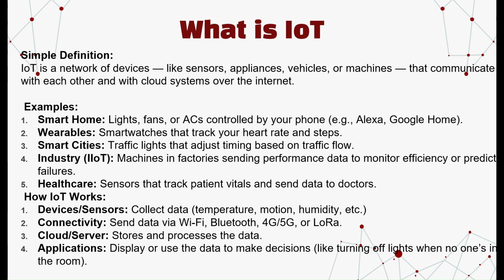So, what is IoT? IoT is a network of devices like sensors, appliances, vehicles, or machines that communicate with each other and with cloud systems over the internet. Examples like smart home, lights, fans, or ACs controlled by our phone. Wearables, smart watches that track your heart rate and steps. Smart cities. In smart cities, we can control traffic lights, street lights, and adjust the timing of them based on traffic flow.